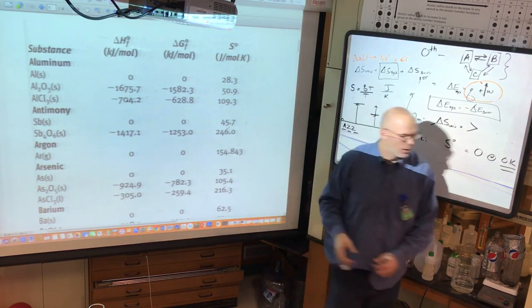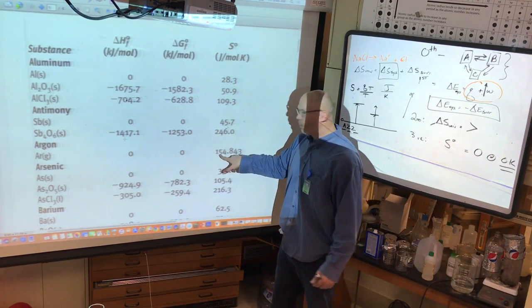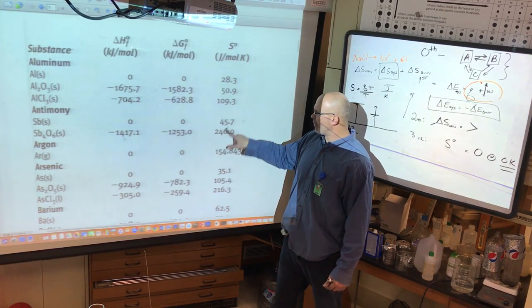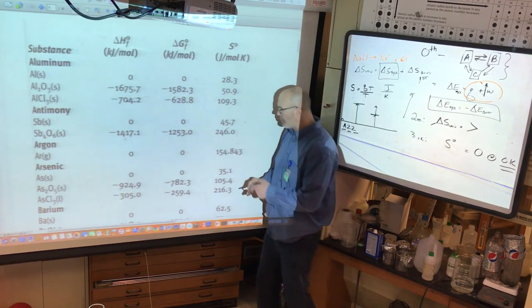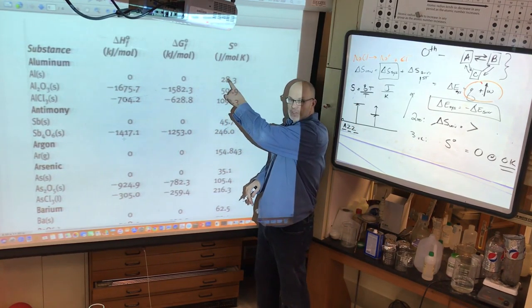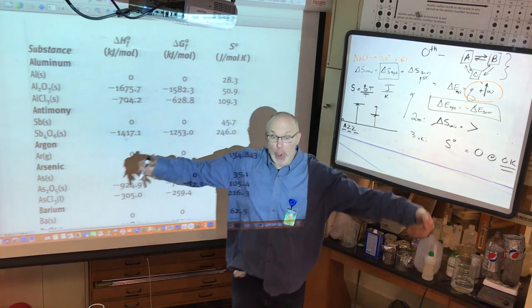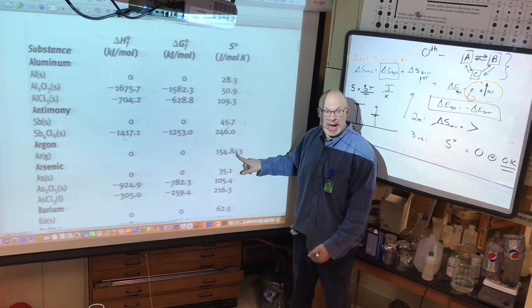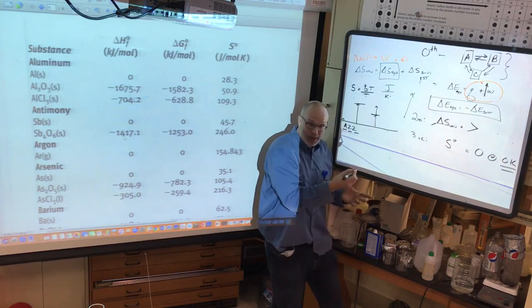Now check this out. Let's go find a gas. Look at argon. It's 154.848. Look at a solid or any other solid. Why does an atom jump through the roof as a gas as compared to a single atom that's a solid? It's flying around the room. It's got more degrees of freedom. So gases, of course, are going to have a higher what? Value of entropy, correct? Yes.